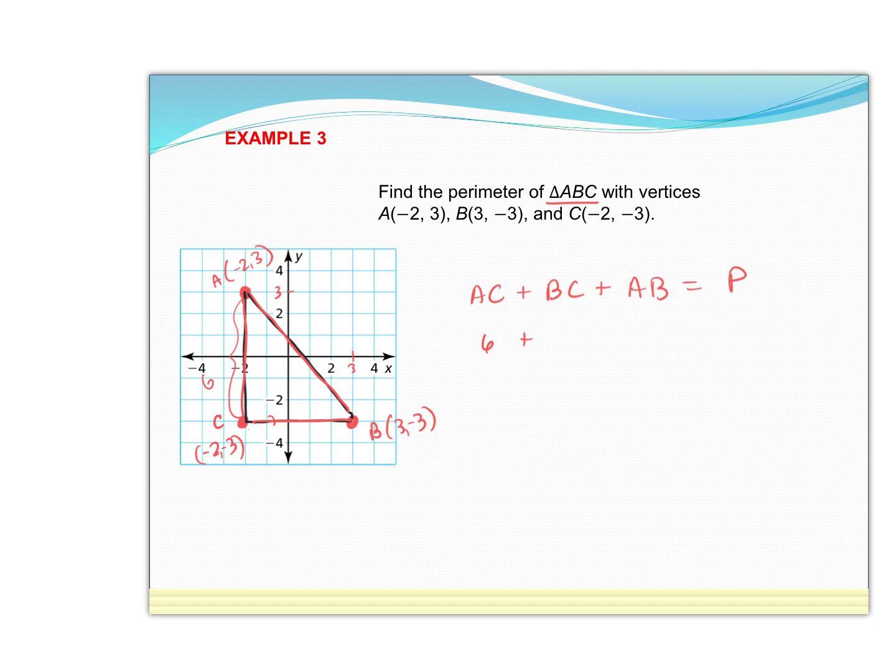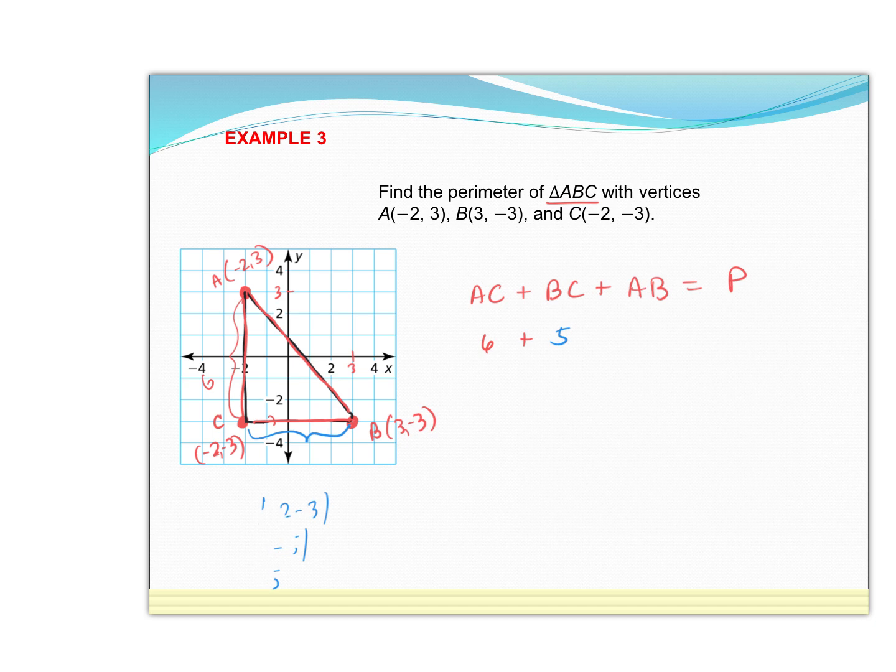When I get to BC, again, I know that this is 5 units long. Mathematically, I could use the absolute value formula and do -2 minus 3. The absolute value of -5 is 5. And so I know that this is 5.